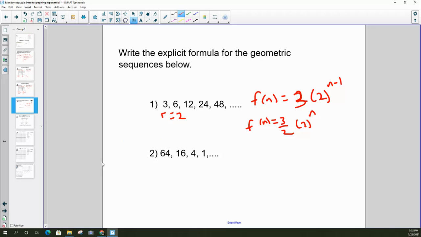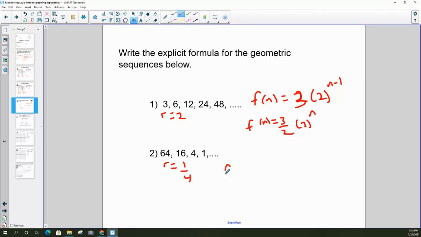All right, now you're going to do question 2. Write the explicit formula for this sequence. So this sequence is getting smaller, 64, 16, 4, 1. So each time I'm dividing by 4, but dividing is not with the common ratio, it's by multiplying. What am I multiplying by? So if I'm dividing by 4, I'm multiplying by 1/4. So in this case, r is 1/4.